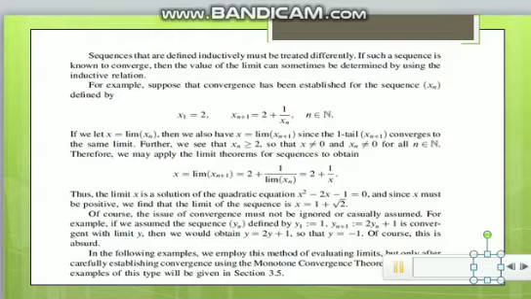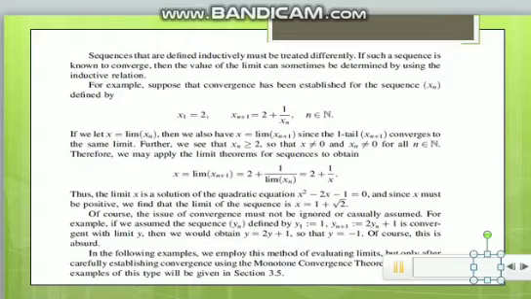For example, if we assume the sequence Yn defined by Y1 equal to 1, Yn+1 equal to 2Yn plus 1 is convergent with limit y, then we would obtain y equal to 2y plus 1, so that y equal to minus 1. Of course, this is absurd.